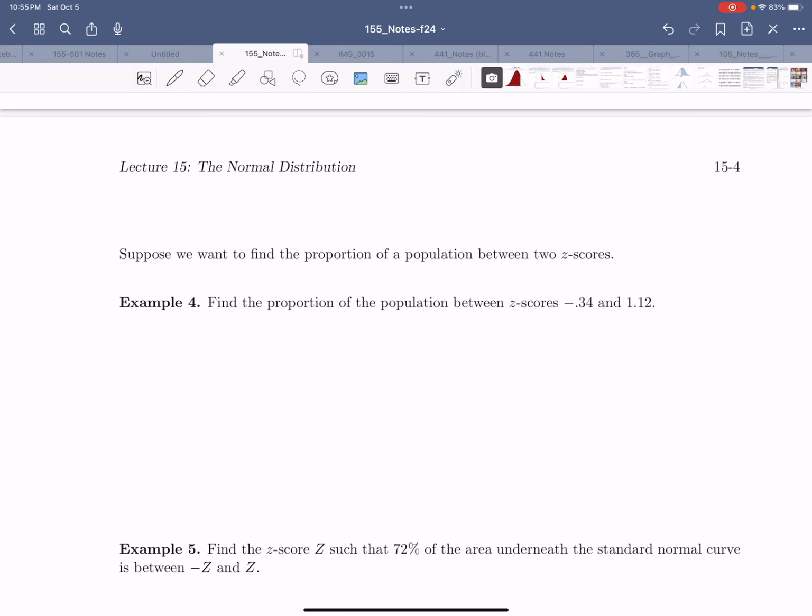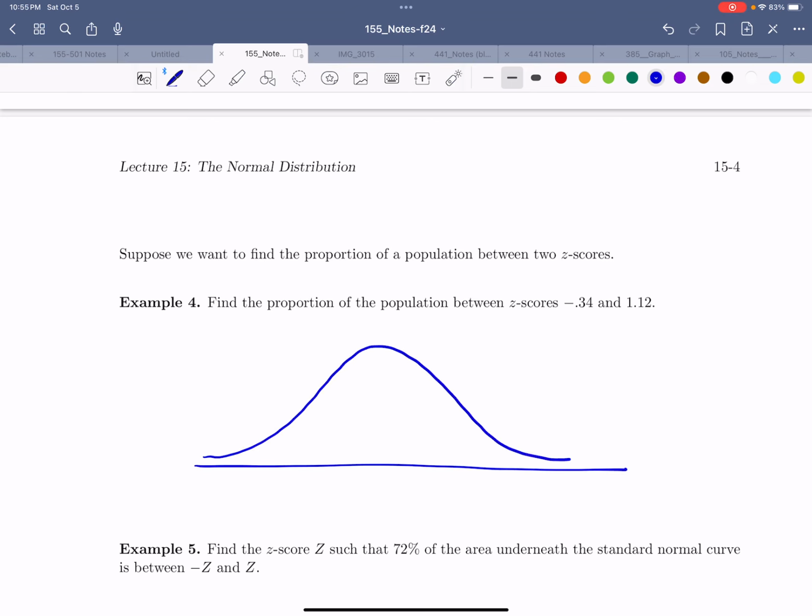So now let's continue. Just a couple more examples. We looked at the area to the left of a z-score, to the right of a z-score, but suppose we want to find the proportion between certain z-scores. Suppose we have a situation like this. We've got a normal curve. It's my best attempt at the standard normal curve. And suppose this is our mean, this is our mean equals 0.